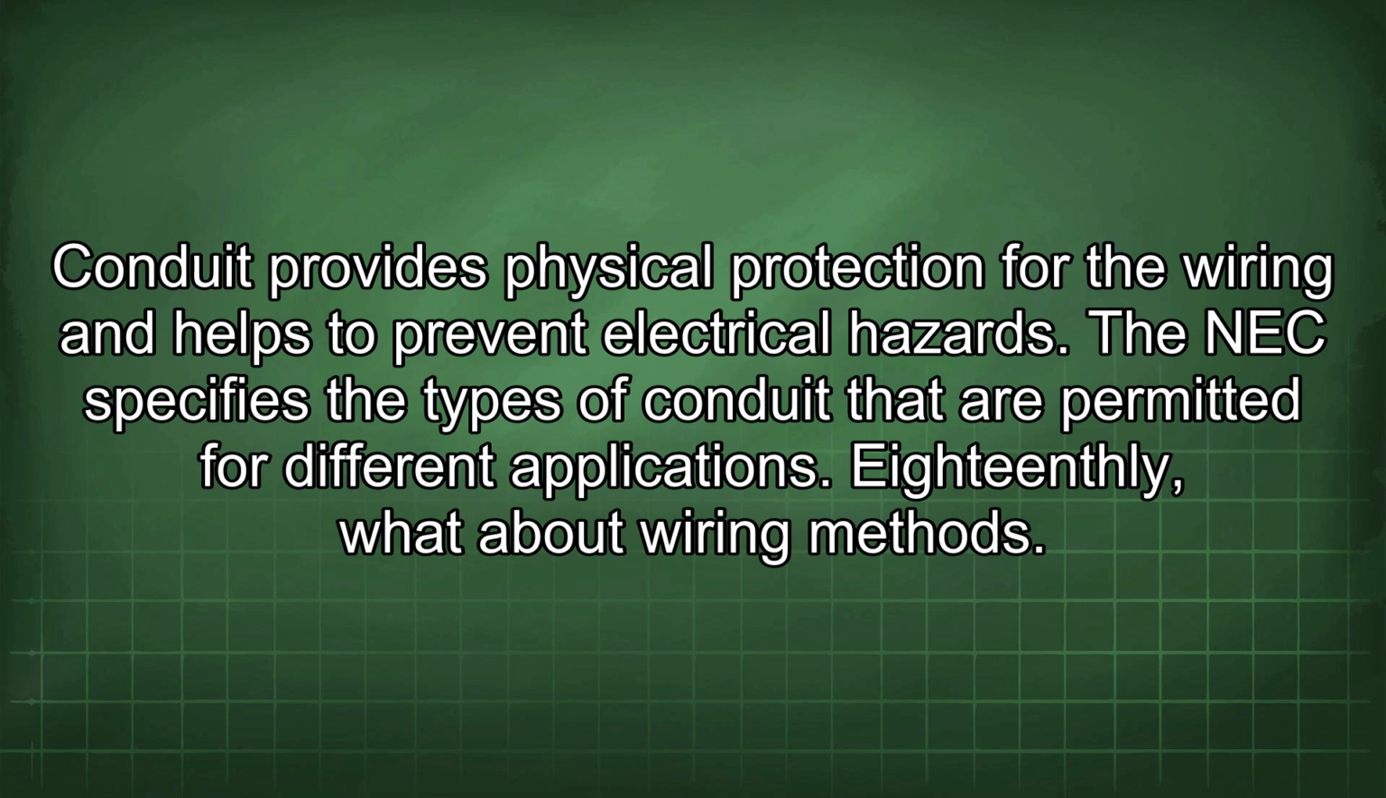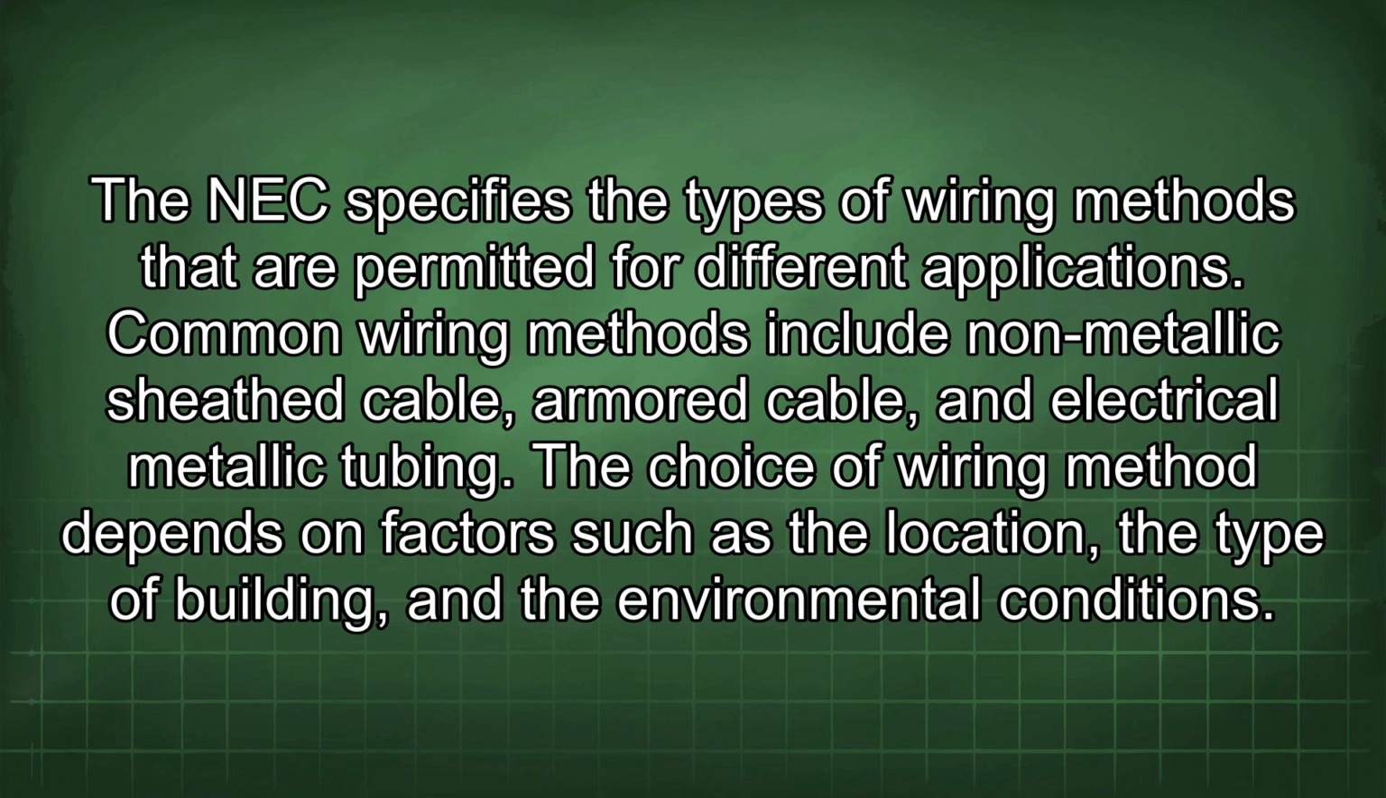18thly, what about wiring methods? The NEC specifies the types of wiring methods that are permitted for different applications. Common wiring methods include non-metallic sheathed cable, armored cable, and electrical metallic tubing. The choice of wiring method depends on factors such as the location, the type of building, and the environmental conditions.